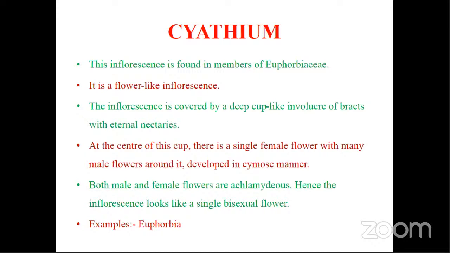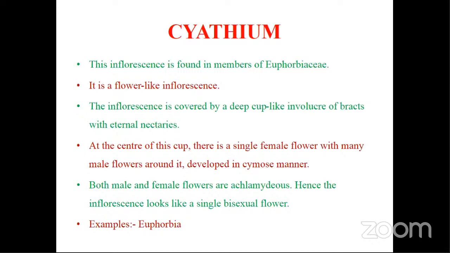Many male flowers, all have one stamen. And all these, both male and female flowers, are aclamidous. Aclamidous means they do not have sepals and petals. As they do not have sepals and petals, the female flower looks like a gynoecium, and the male flowers around the female flower look like androecium. Together, the whole inflorescence looks like a flower. So it is a single flower-like inflorescence.